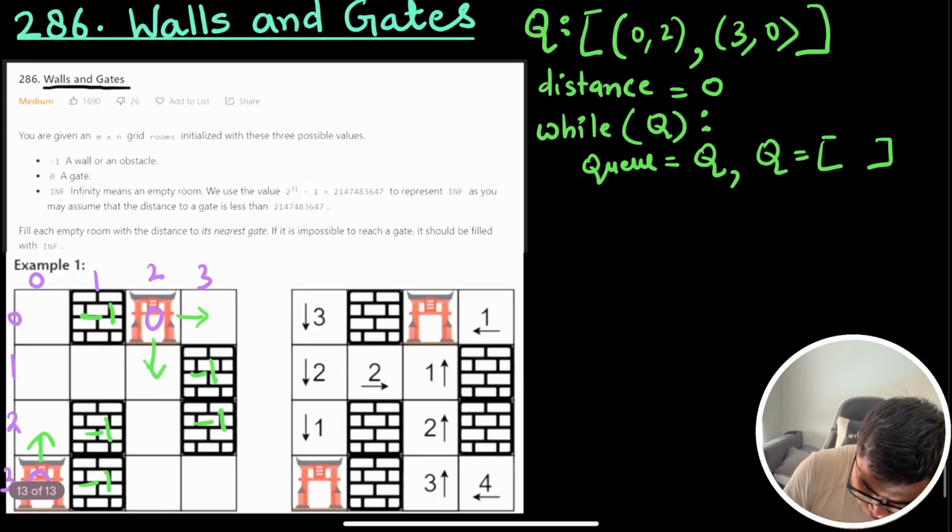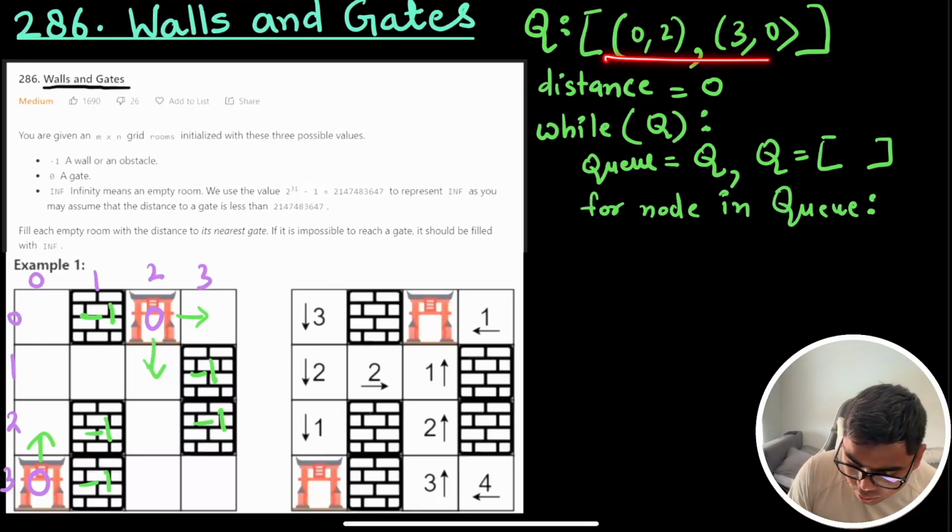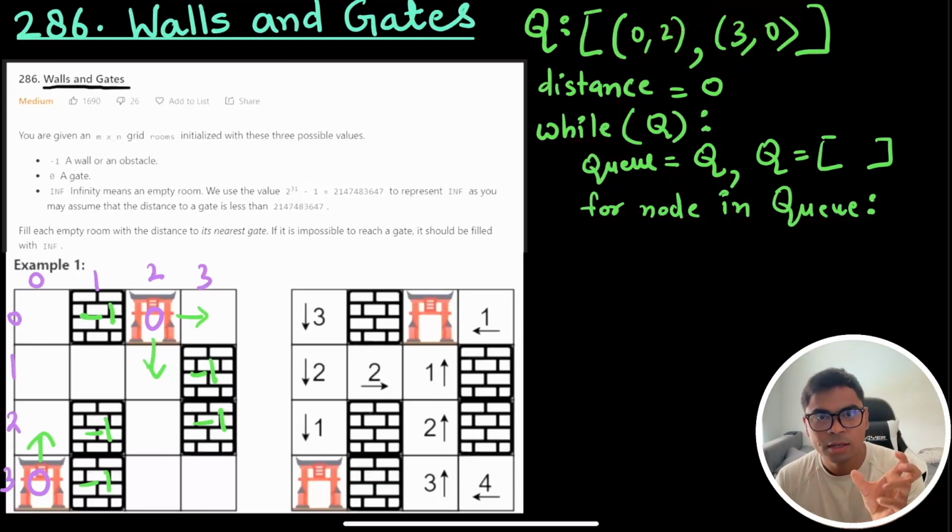So what I'm going to do now is explore all the nodes of this particular queue. I'll do for node in queue. This queue has all these nodes right now. These nodes are in this queue because we have assigned them right here, and we are exploring both of these nodes in this particular level.